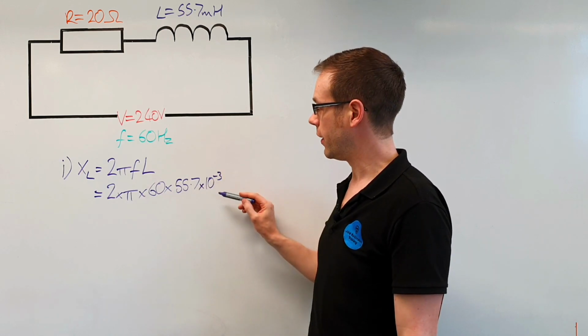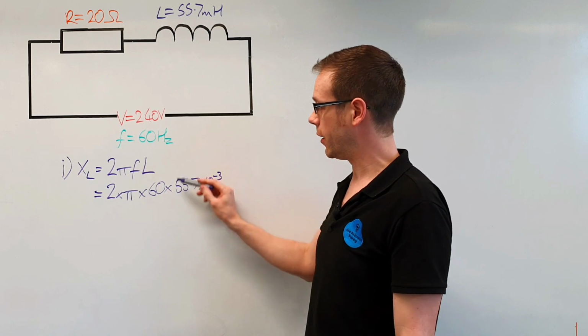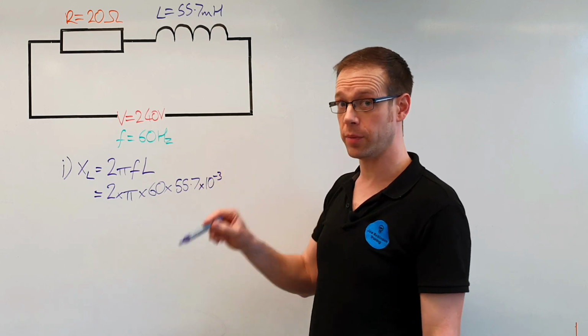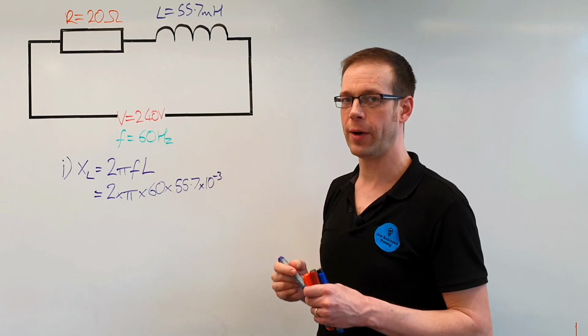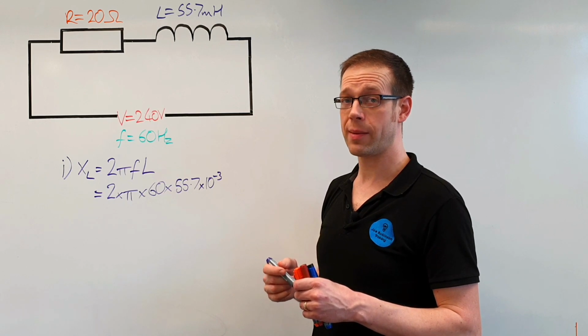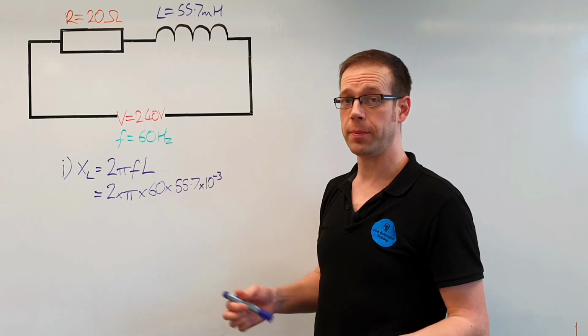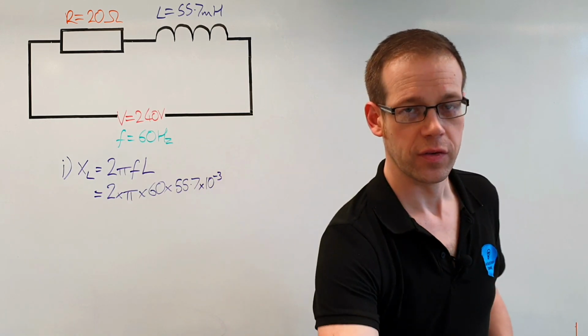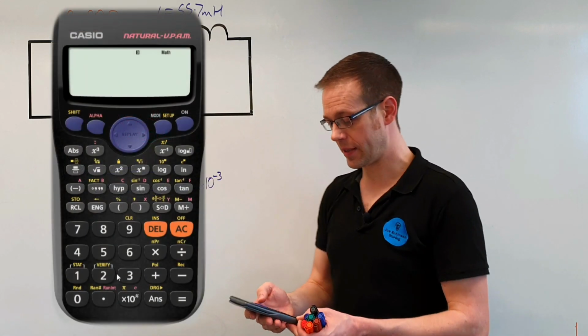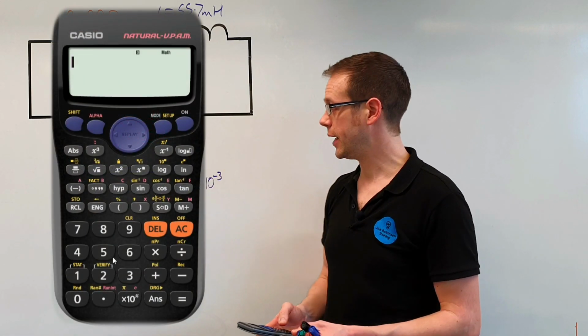If you haven't already done so, please watch the video regarding multiples and submultiples, because that will really help you out. So now we'll grab the calculator and put our numbers into it. I've got my Casio FX85 GT Plus up on the screen now. You should be able to see that.